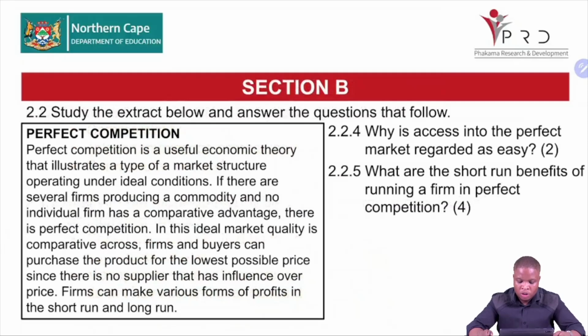Let's look at the questions together. Then you are going to be given some time to answer. Why is access into the perfect market regarded as easy? Remember, there's free entry in a perfect market. Why are we saying it's easy? Right, 2.2.5. What are the short run benefits of running a firm in a perfect competition? Right, I'm going to give you about 5 minutes to write down the answers for 2.2.4 and 2.2.5.